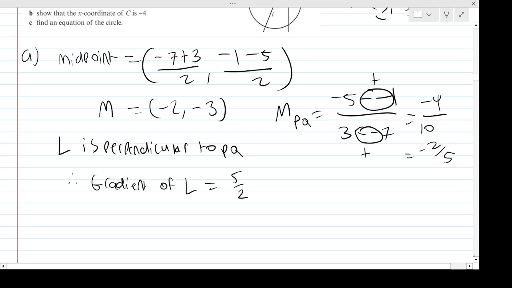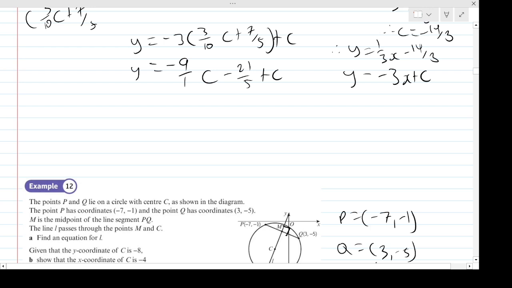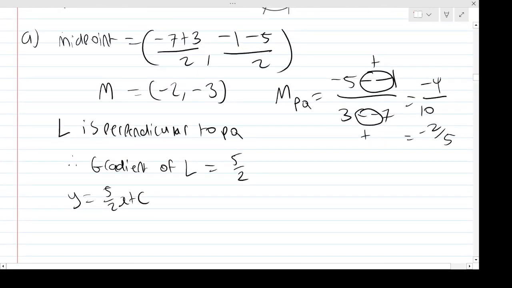If we've got the gradient, then we can say y is 5 over 2x plus c. So we start to complete our equation. Then we just need to find the c. So we need a point that we know on the line. Well, we know it's M, right? It passes through the midpoint. So I'm going to substitute the midpoint, which was -2, -3, into here. So y is -3, and then 5 over 2x, where x is -2, plus c, therefore I can solve this for c.